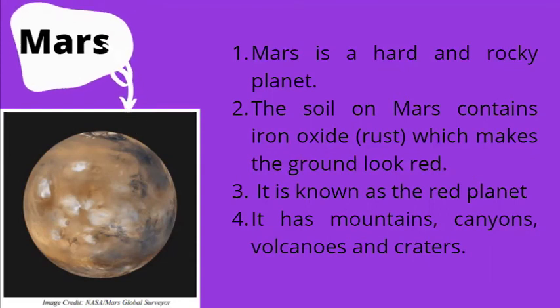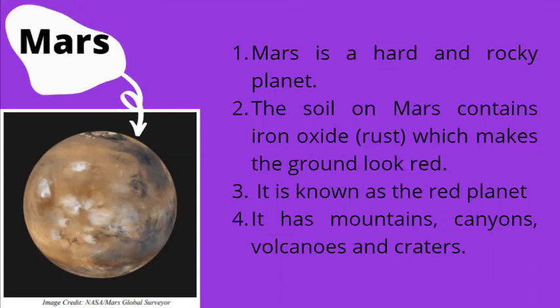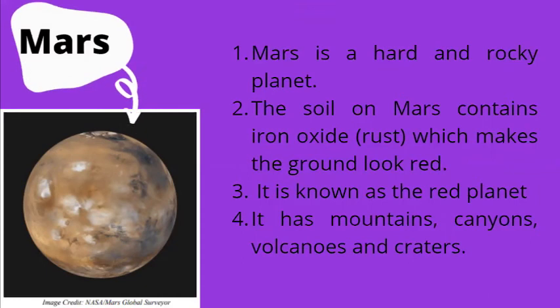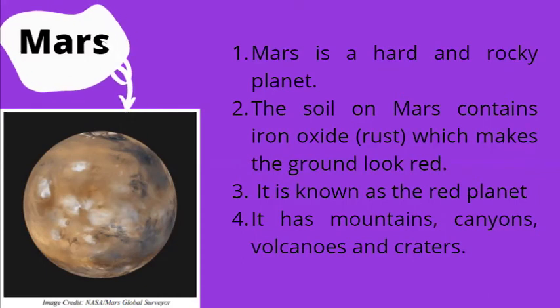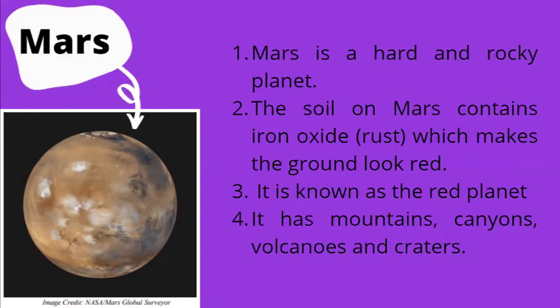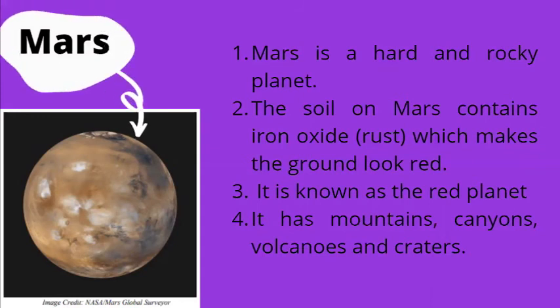Mars is a hard and rocky planet. The soil on Mars contains iron oxide, or rust, which makes the ground look red. This is why Mars is often called the red planet. Sometimes the red dirt is stirred up by strong winds. These huge dust storms can last months. Mars has mountains, canyons, volcanoes, and craters.